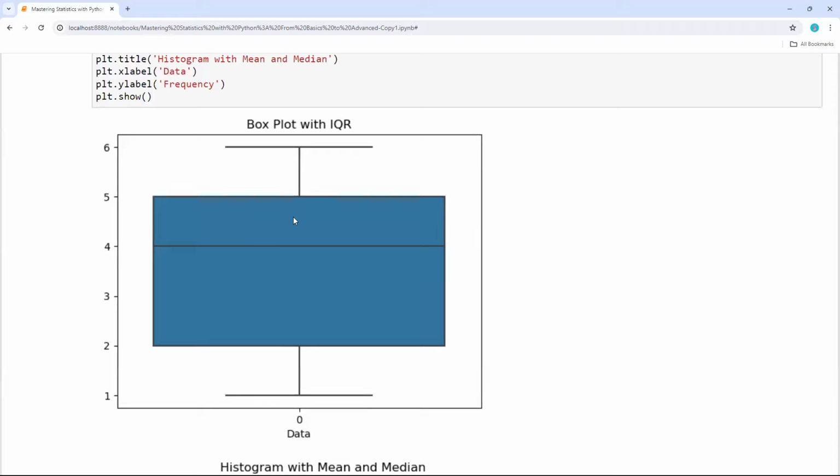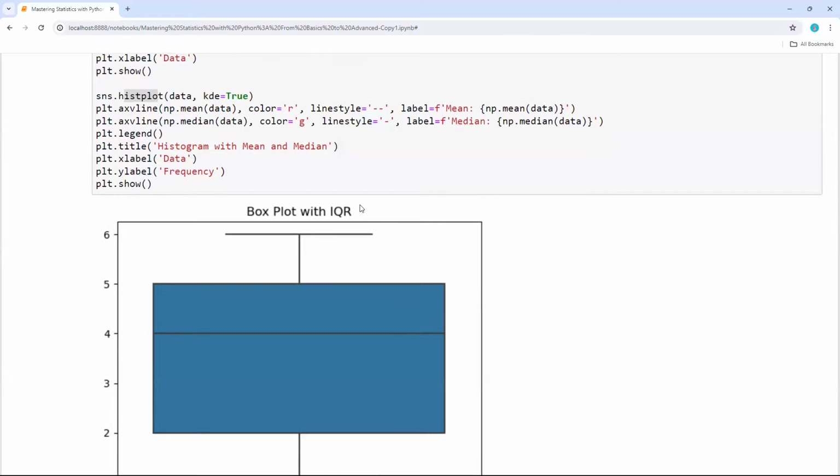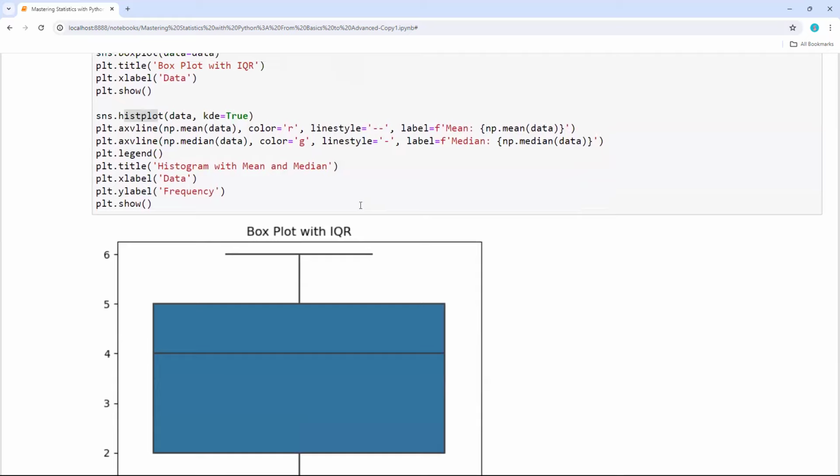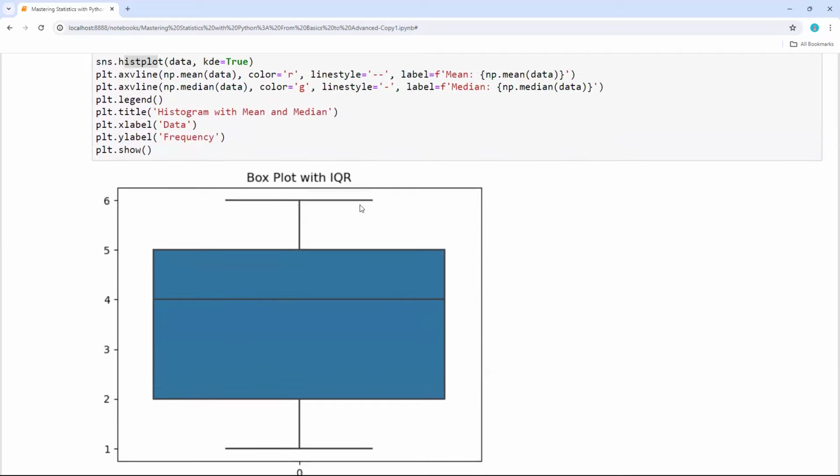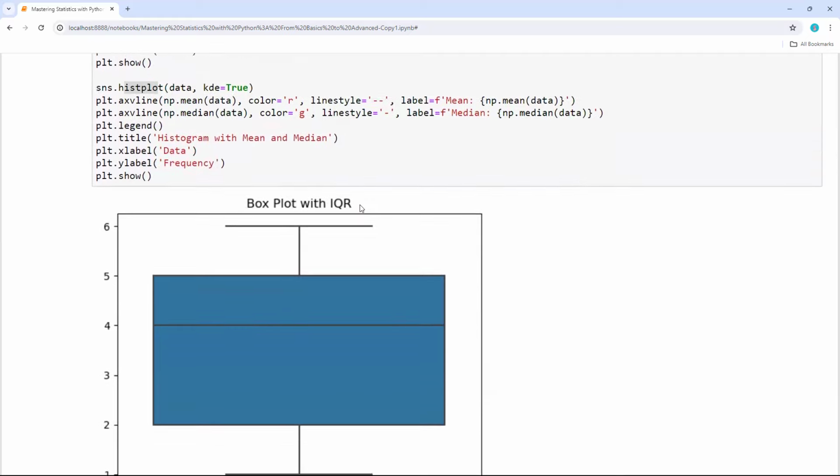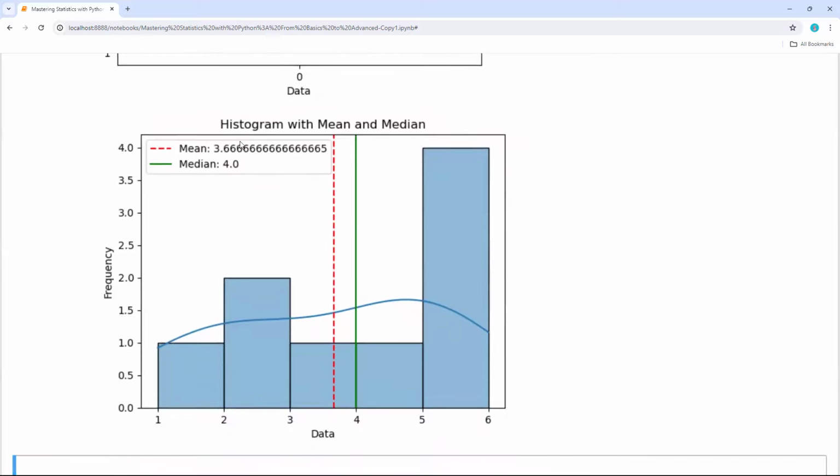If I have any data which is not in this interquartile range, if the data is present here or above the top, something like that, here or here, we can consider them as outliers. So this is the visualization for identifying outliers with the box plot. And also, this is the mean value and this is the median, and you can see how the data is distributed.